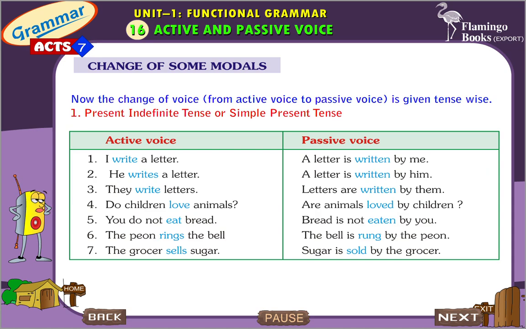Active voice, passive voice. I write a letter. A letter is written by me. He writes a letter. A letter is written by him. They write letters. Letters are written by them. Do children love animals? Are animals loved by children? You do not eat bread. Bread is not eaten by you. The peon rings the bell. The bell is rung by the peon. The grocer sells sugar. Sugar is sold by the grocer.